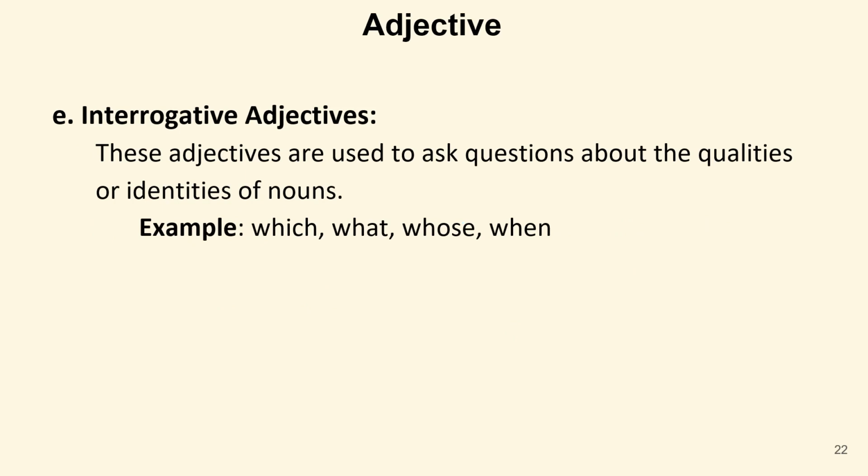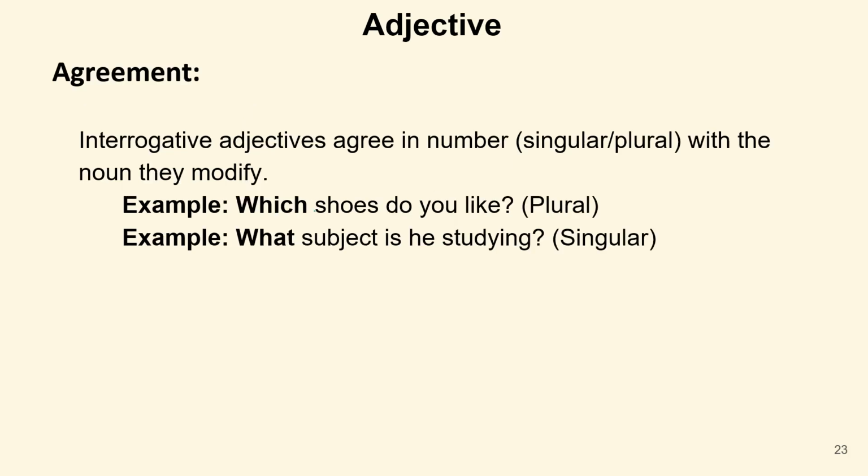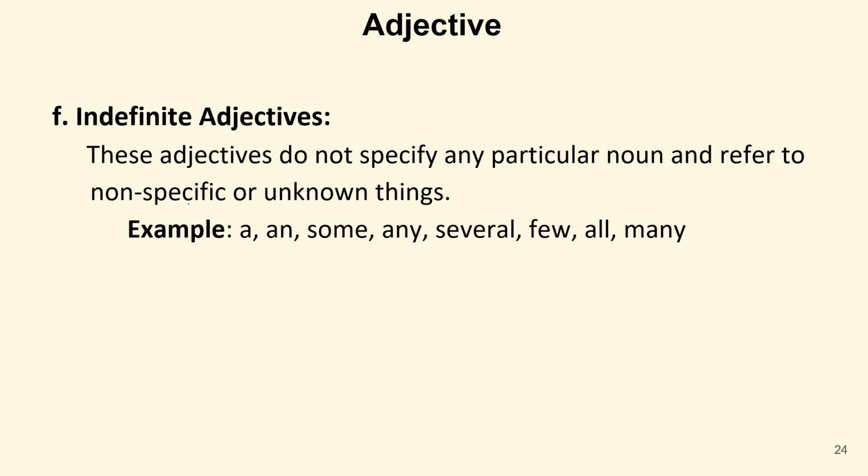Interrogative adjectives. These adjectives are used to ask questions about qualities or identities of nouns. For example, which, what, whose. For example, which shoes do you like? Now, which shoes? So, shoes are a noun, and which is an interrogative adjective because it has been used just before the noun. What subject is he studying? Now, subject is a noun. What is an interrogative adjective because it has been used just before the noun.